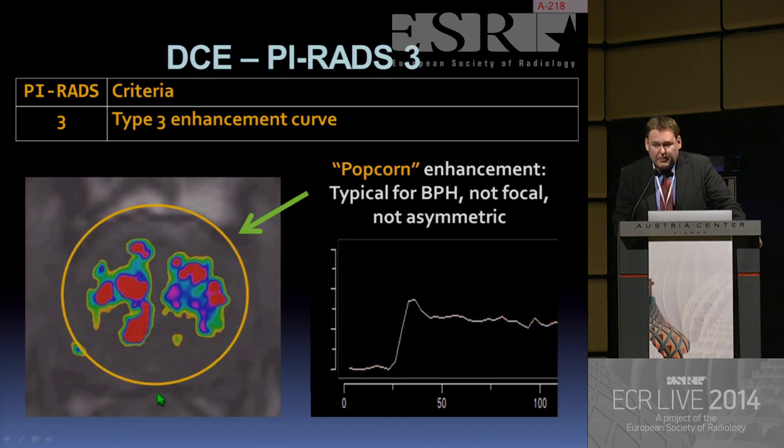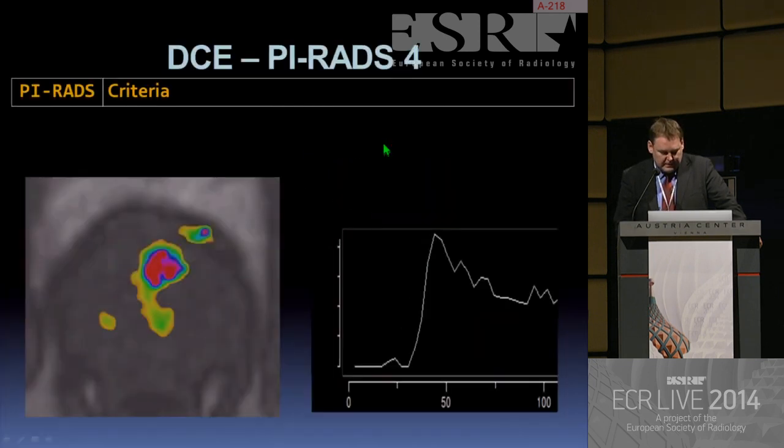It's a color map of K-trans, of KIP. You are seeing this popcorn enhancement, which is typical for benign prostatic hyperplasia, which is non-focal because it's on both sides of the transitional zone. It's not asymmetric, it's symmetric on both sides. Curve number 3, so the final PI-RADS for this category is PI-RADS 3.